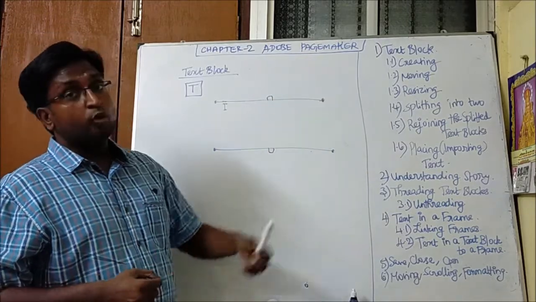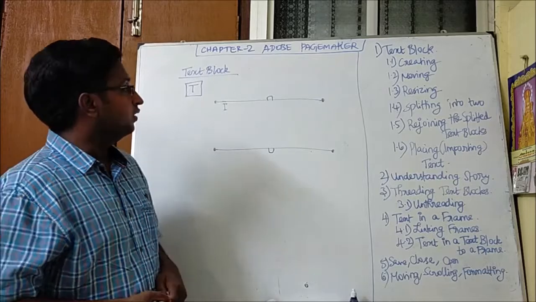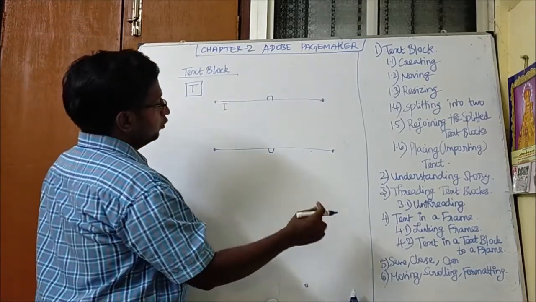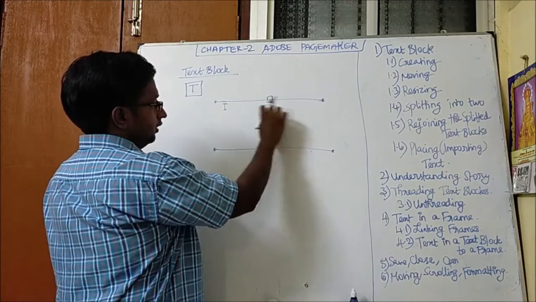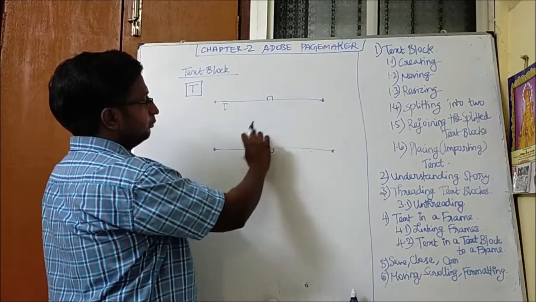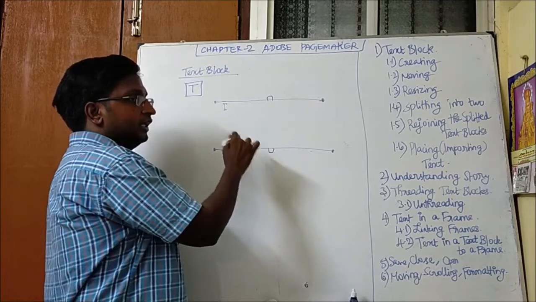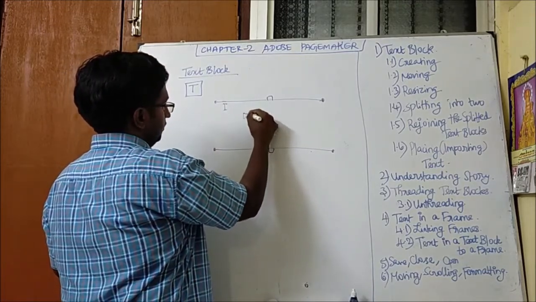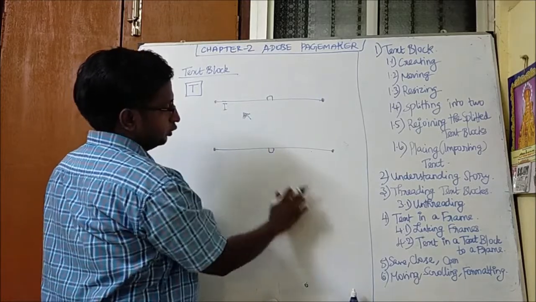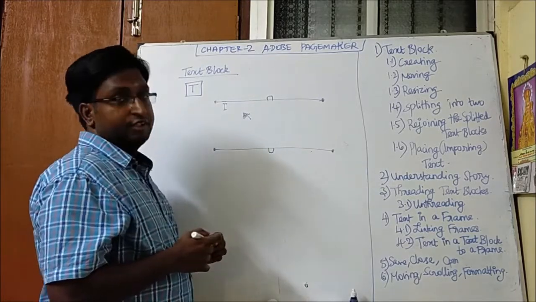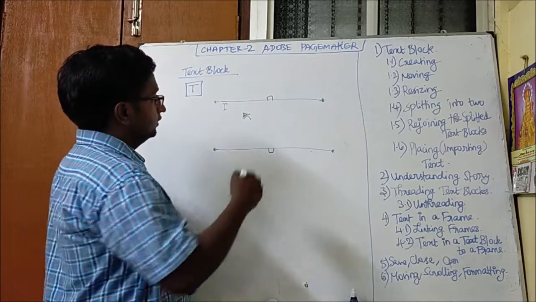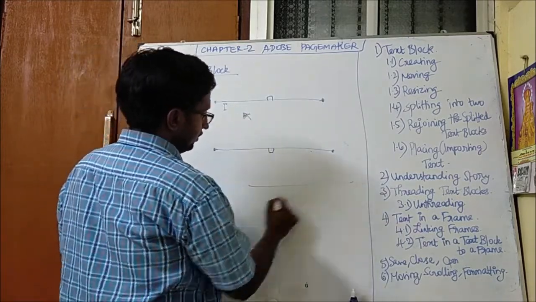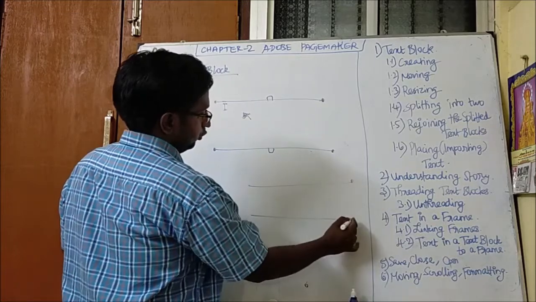So the next one is moving the text block. How can we move the text block? By moving the cursor to any part inside the text block, click the left mouse button and drag to whichever place we need. So this is how the text block is moved. If you click and drag from here to here, the text block will be moved.